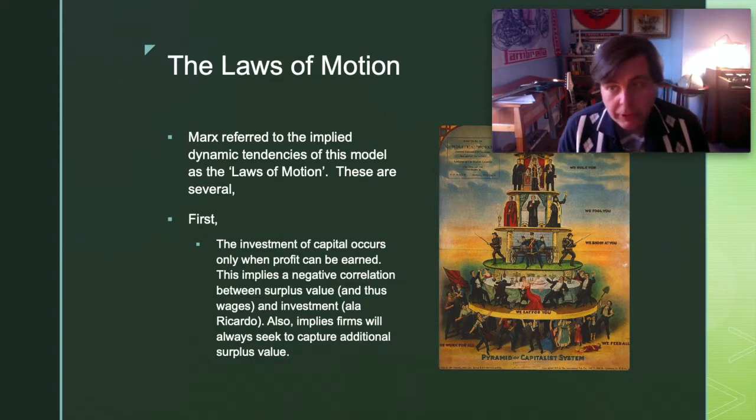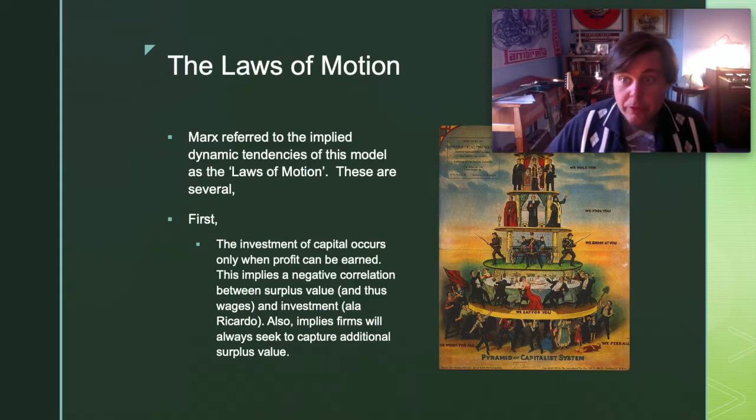We have 7 here, and I've actually combined a couple of them from the original. First law of motion: an investment of capital occurs only when profits can be earned. So the rationale for inserting capital into the machinery of the economy, from the second video, is to earn a profit. So that's why you invest, right? And that implies a negative correlation between surplus value and, of course, wages and investment.